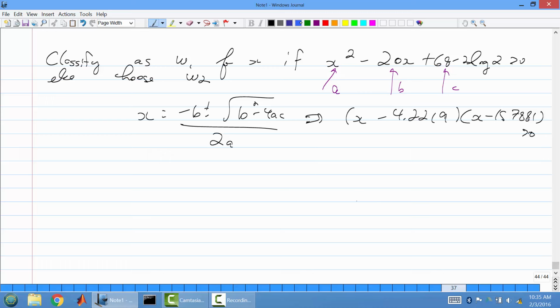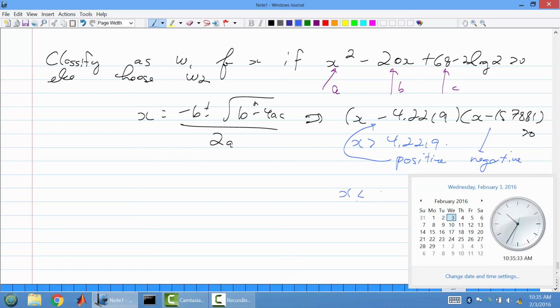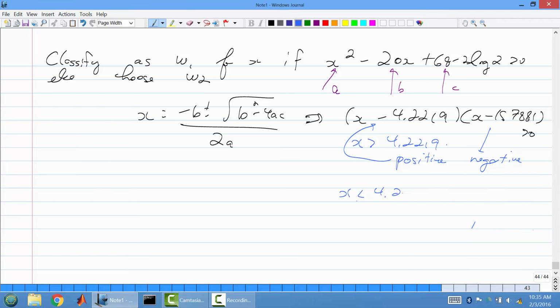So you have to figure out the values of x that will make this greater than 0. If I choose x to be greater than 4.2219, this term will be positive, but this term is going to be negative, so that's not going to work. If I chose x to be less than 4.2219, you're going to get a negative term and a negative term. They both become positive, so that's good. Okay, so both terms are positive.